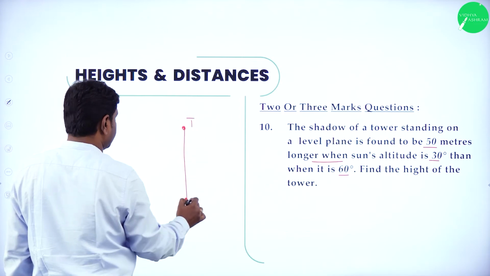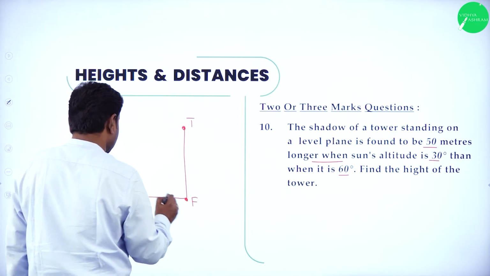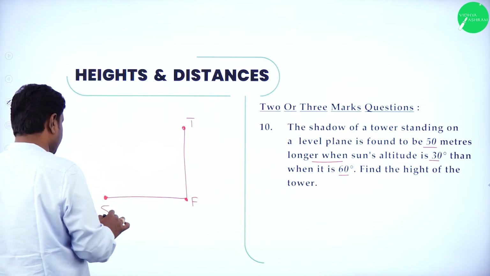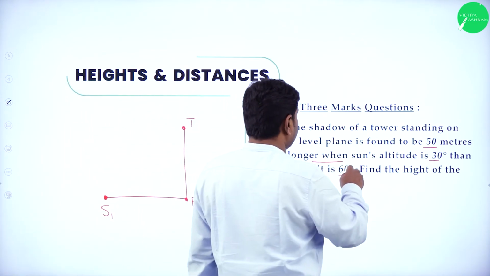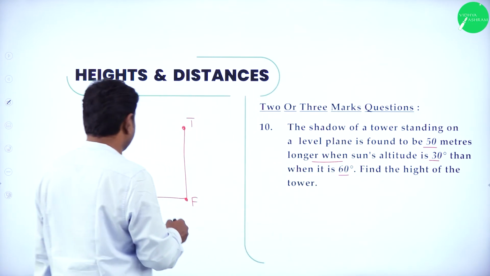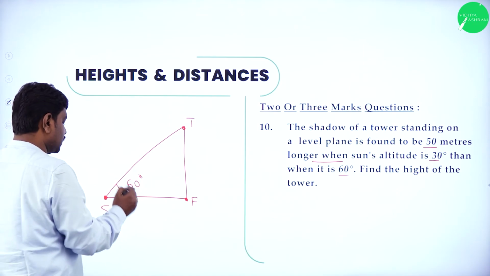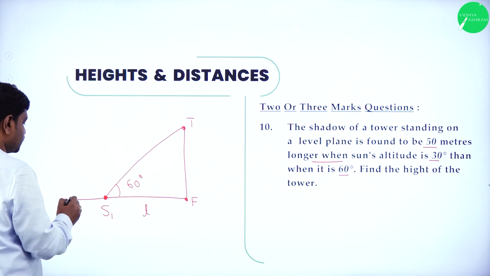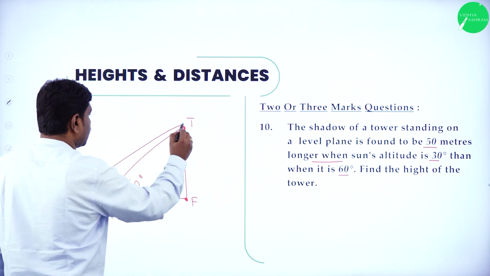So TF is the tower, and the length of the shadow. First the length of the shadow, I will take S1 initially. It will be 50 meters longer when the sun's altitude is 30 degrees than when it is 60. At 60 degrees, I will assume the length is L. Then when it is 30 degrees, you will go away, it will be longer.